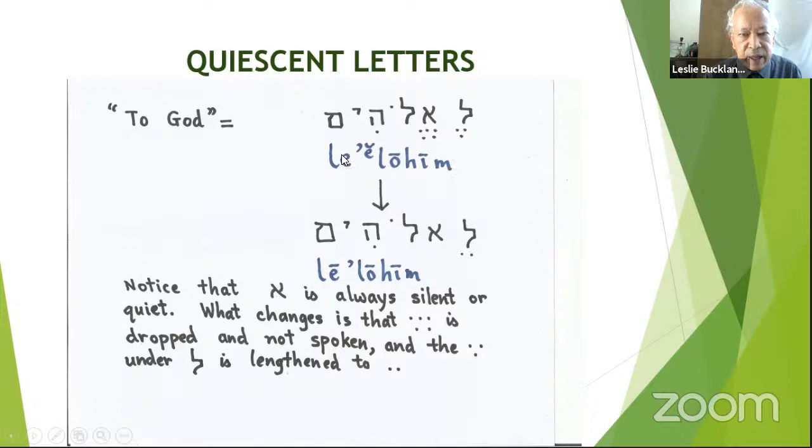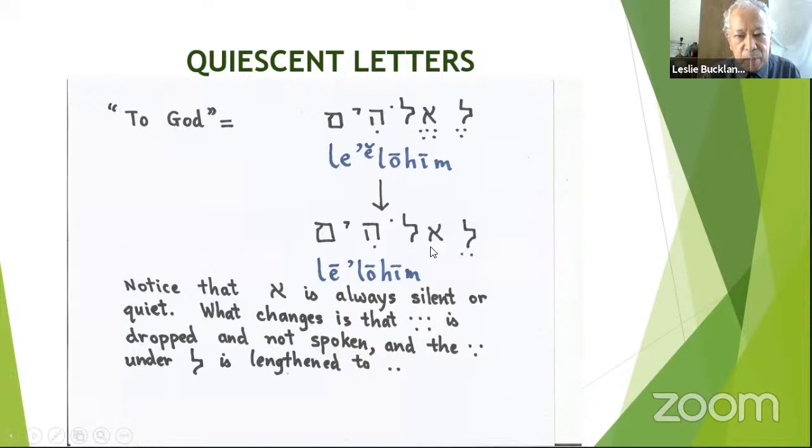I didn't put the line over the e here. I really should have put an upside down semicircle over this e to indicate that it is a short e sound. So this changes. The segol is lengthened to a sire.